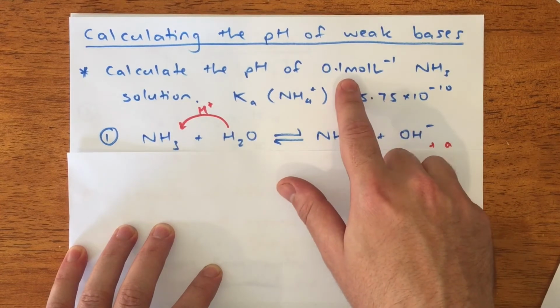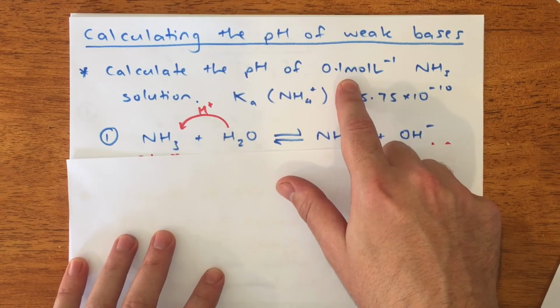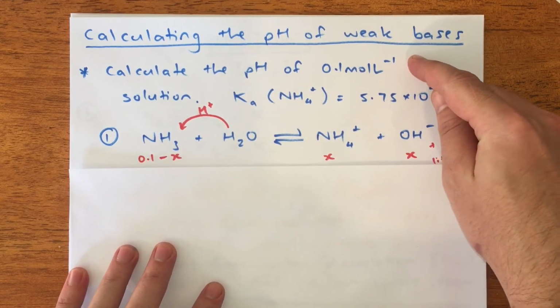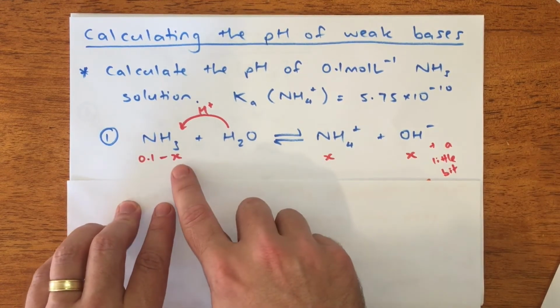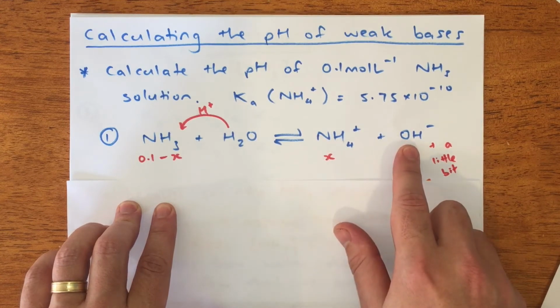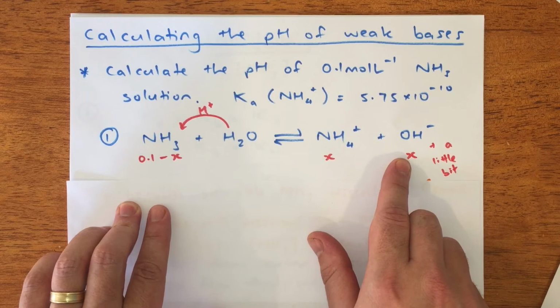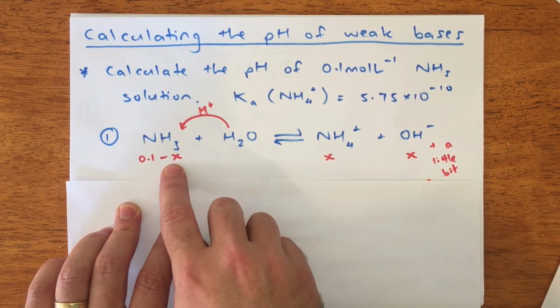Now let's do a little bit of thinking. We know our concentration of ammonia is 0.1 mole per litre. So we're starting with 0.1 mole of ammonia there. Just like for our weak acid calculation, we don't know the exact amount of ammonia that's turning into NH4 plus and OH-. But we do know a little bit of it is, or some of it is. So let's say the amount of ammonia that's reacting is X.